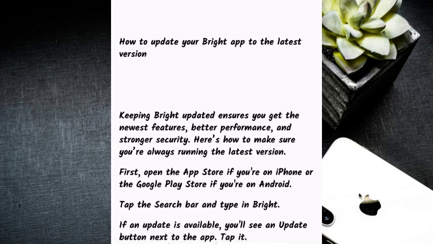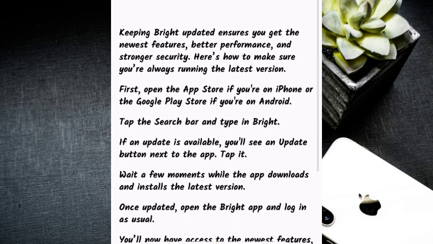First, open the App Store if you're on iPhone, or the Google Play Store if you're on Android. Tap the search bar and type in Bright. If an update is available, you're going to see an update button next to the app. Tap it and then wait a few moments while the app downloads and installs the latest version.